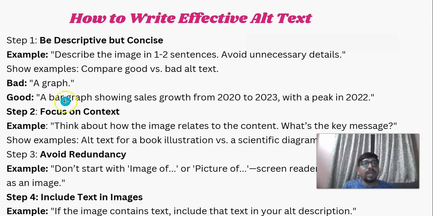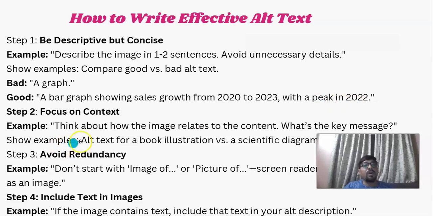If you write a bar graph, then the listener will understand, yes, it's a bar graph and it's showing sales growth from 2020 to 2023, with a peak in 2022. Then he or she can understand the graph properly. That's when you can imagine the graph without seeing it, right? By reading this alt text, you can imagine this graph.